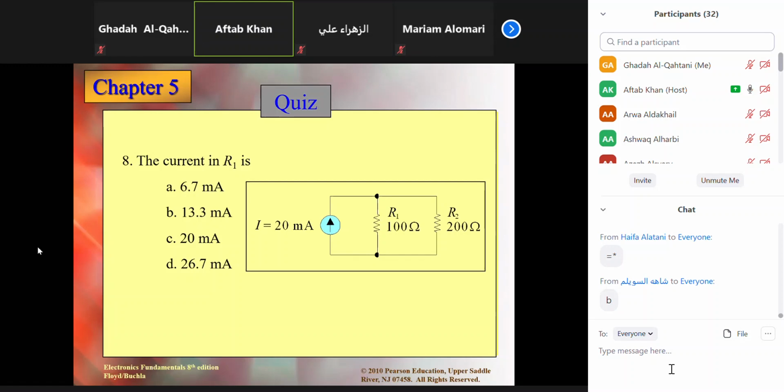Okay, so what is the majority saying? B. Okay, then 13.3. 13.3. I1 equals R2 over R1 multiplied by IT.